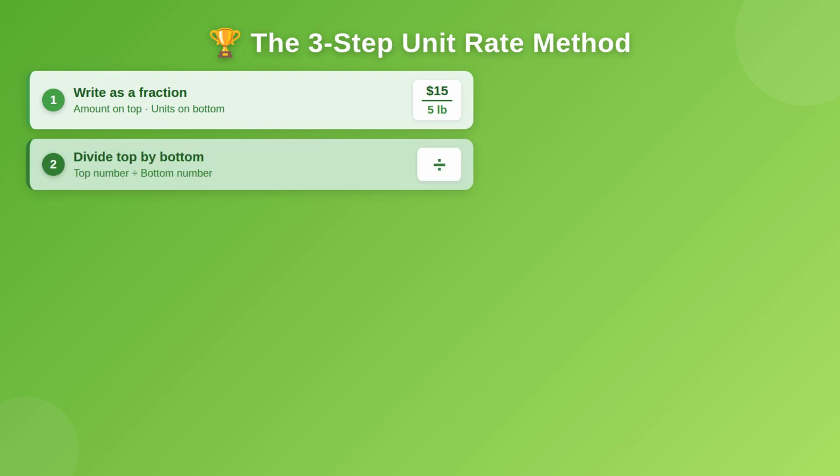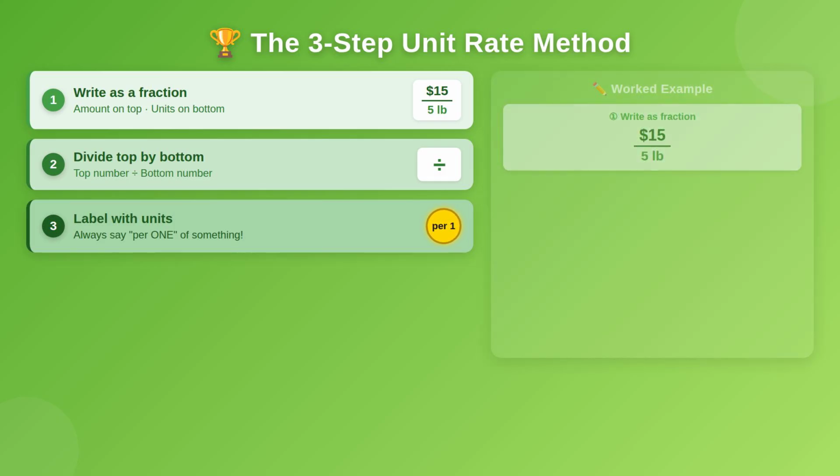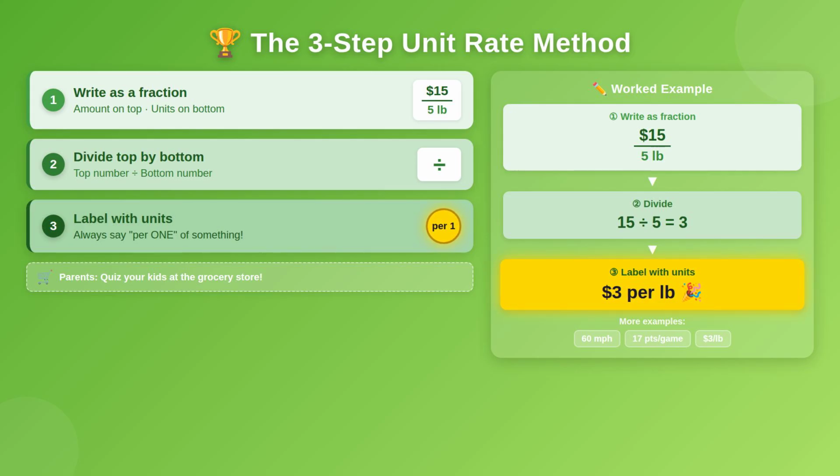Now let's lock in the 3 steps forever. Step 1. Write your 2 quantities as a fraction with the amount on top and the units on the bottom. Step 2. Divide the top number by the bottom number. Step 3. Label your answer. Always say per 1 of something. $3 per pound, 60 miles per hour, 17 points per game. That label makes it a unit rate. Follow these 3 steps every time and you will never get stumped.